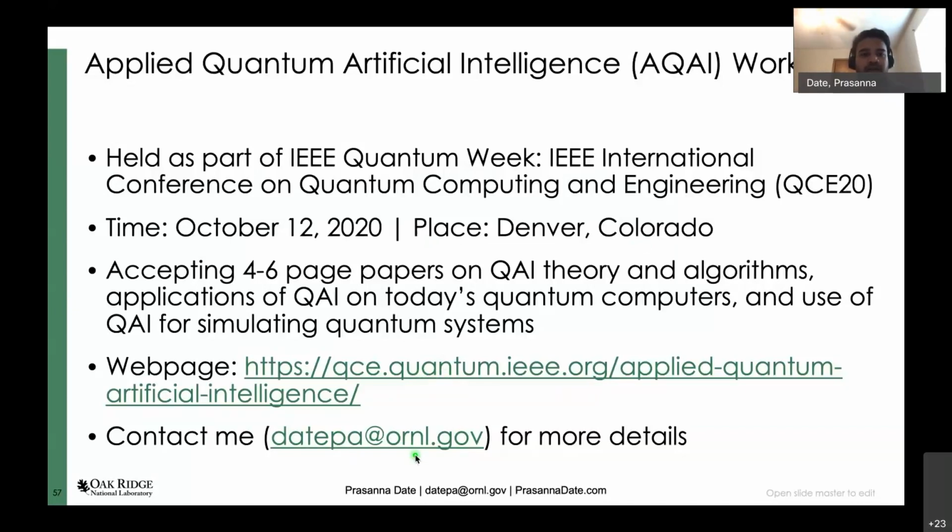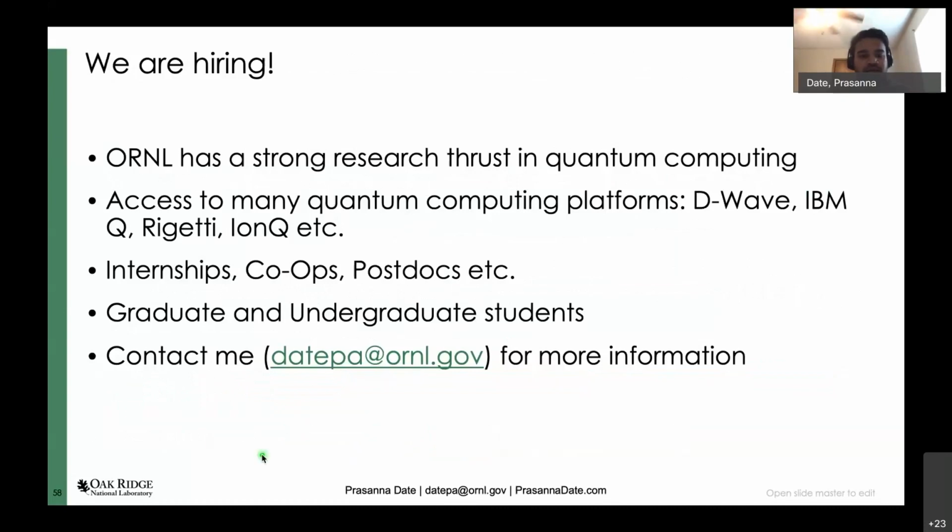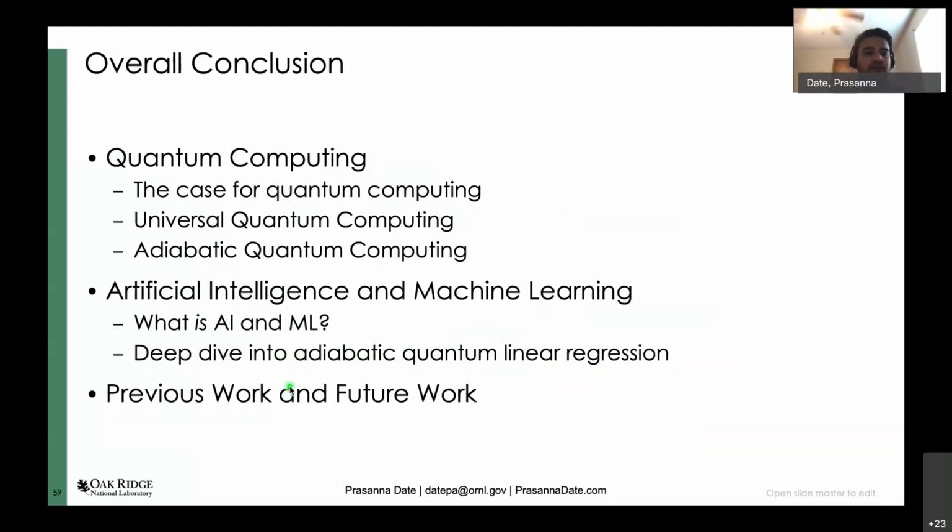And also, one last thing that I want to go over is we are actually hiring interns, students, postdocs, and scientists at ORNL who have some background in quantum machine learning, or either quantum computing or machine learning, I should say that. And if any of you are interested in doing an internship, maybe playing around with the D-Wave or something like that, feel free to reach out to me on my email address. And with that, I can conclude the overall talk.